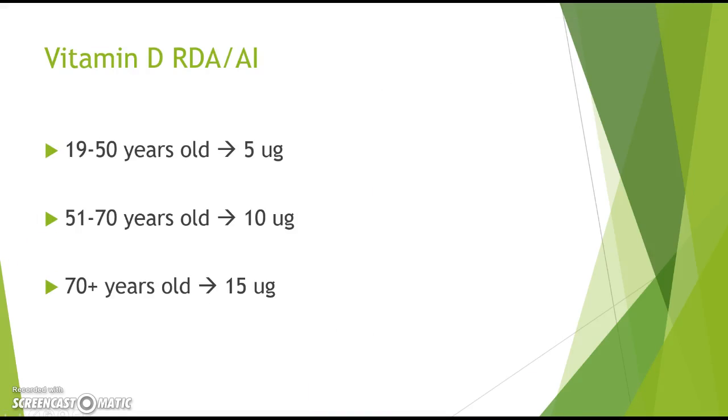Some of the recommended allowances for vitamin D: between the ages of 19 to 50 years old, 5 micrograms is recommended. 51 to 70 years old is 10 micrograms, and 70 plus is 15 micrograms. And as you can tell, it's a positive correlation: as you grow older, the more intake you need to make.